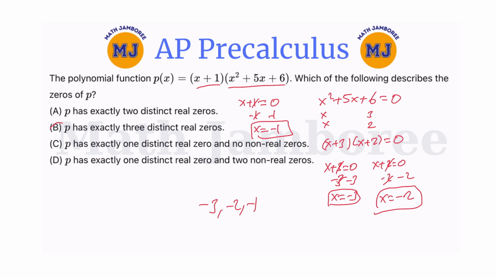Therefore, the correct answer for this specific question is choice B, which is p has exactly 3 distinct real zeros.